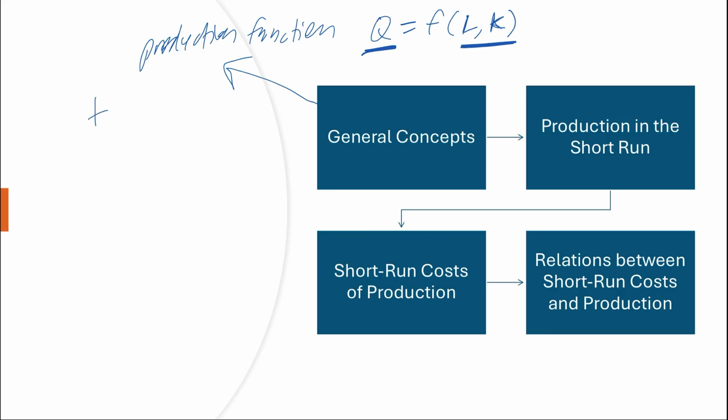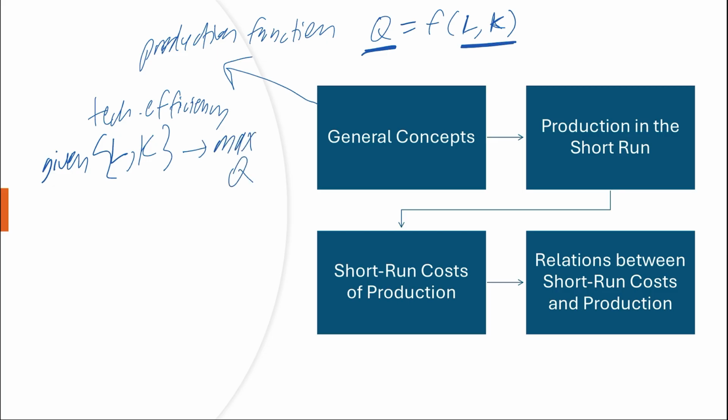For technical efficiency, that's the question of, for a given combination of labor and capital, how do we get the most output? And we're assuming this when we think about a production function. So engineers, business people, you can figure out how to turn a certain amount of workers and a certain amount of capital into as much output as possible. That's the technical efficiency for a given combination of inputs. How do you get the most output?